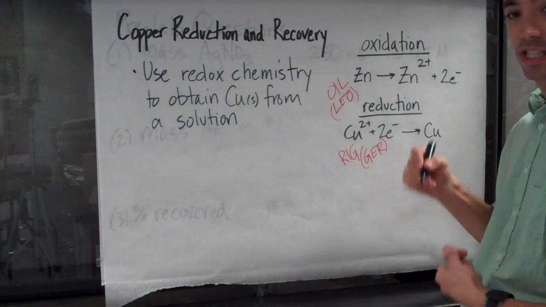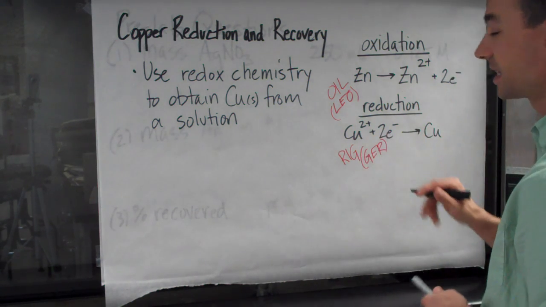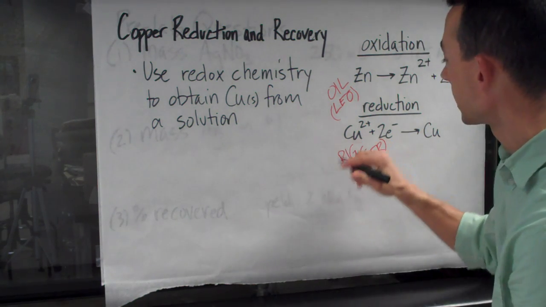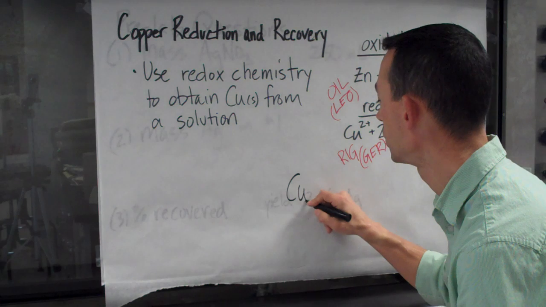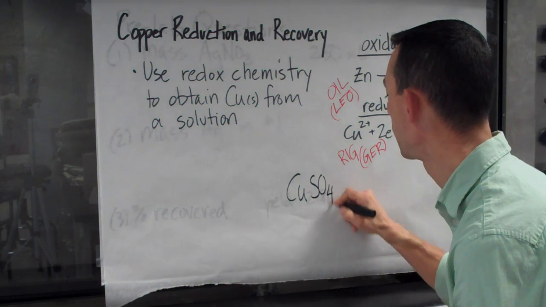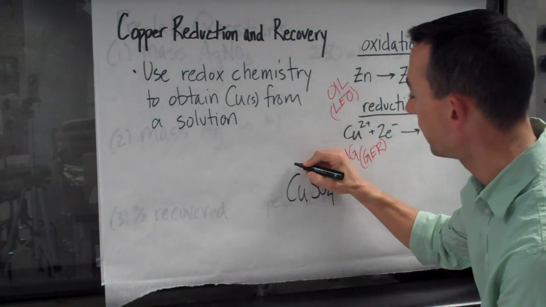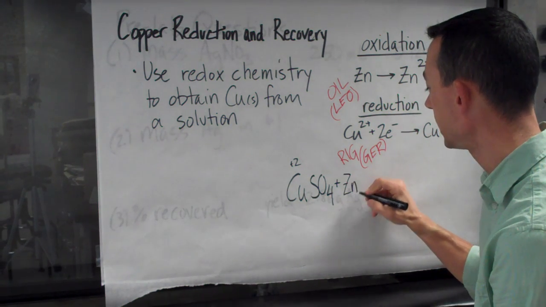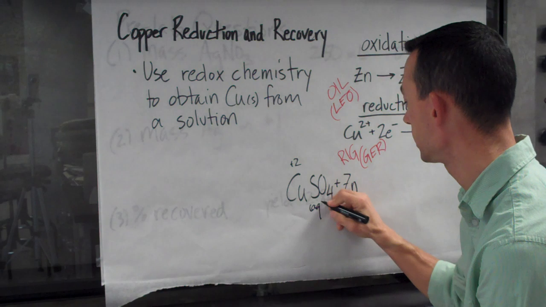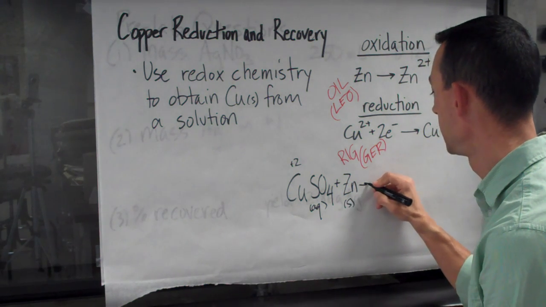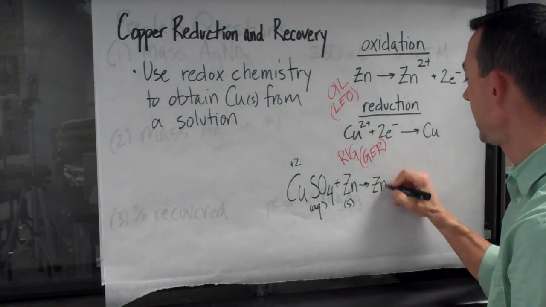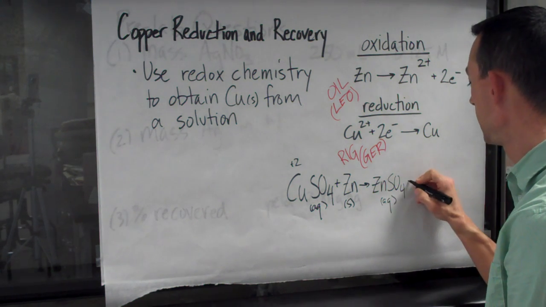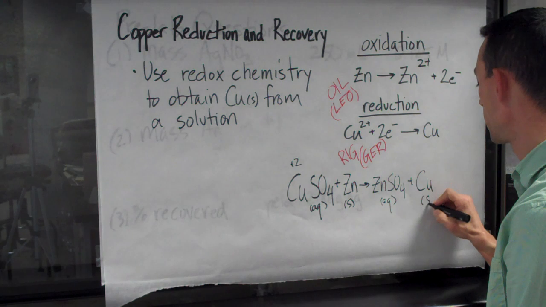And so in today's experiment, we're going to have this exact setup of oxidation and reduction by bringing the copper from a solution of CuSO4. So really we have +2 copper and then metallic zinc. So this will be aqueous and this will be solid. And we will produce ZnSO4, which is now aqueous, and solid copper.